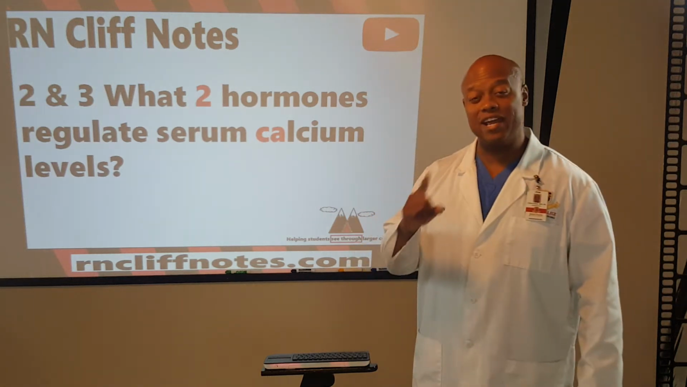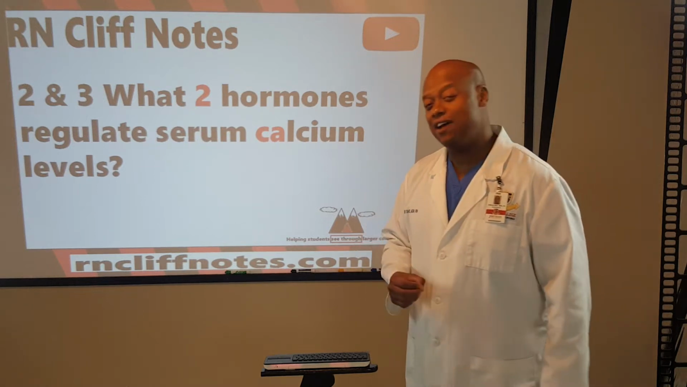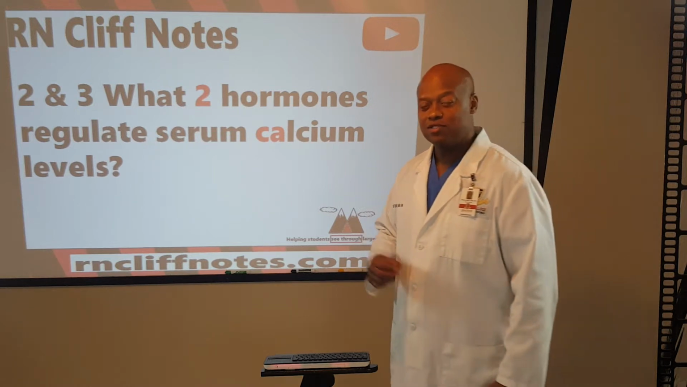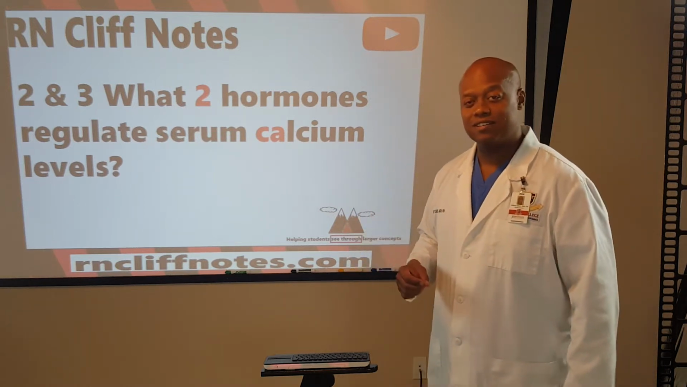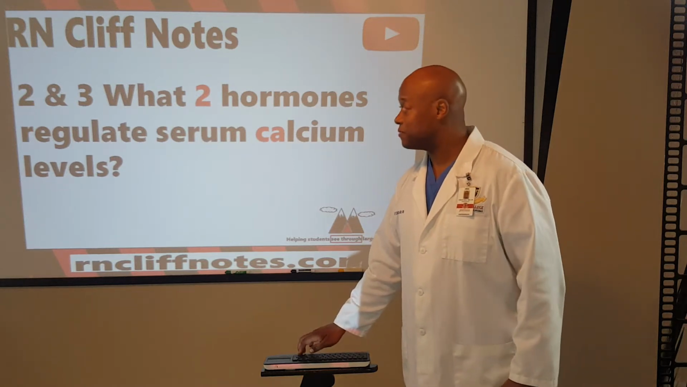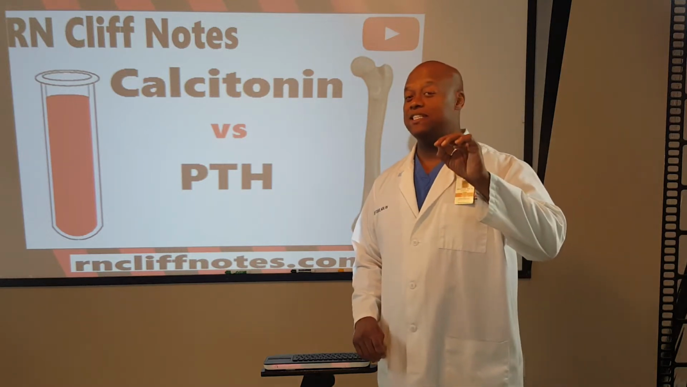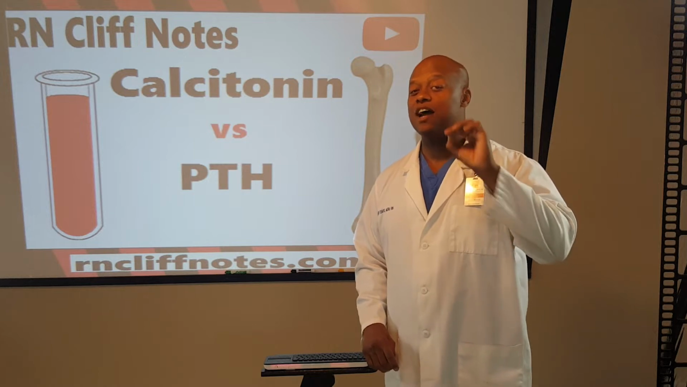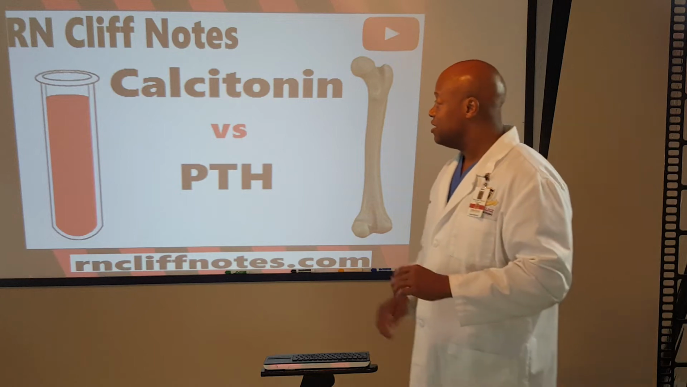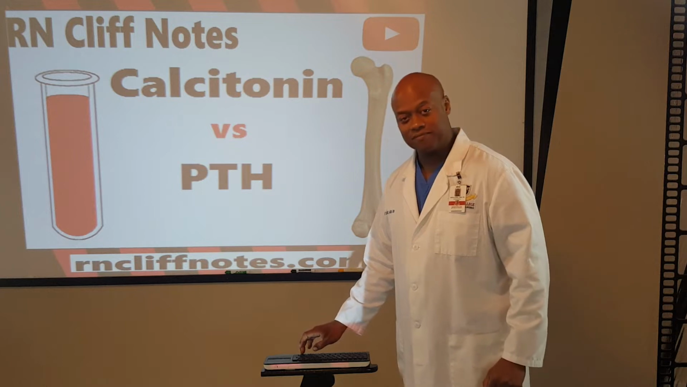Now, for numbers 2 and 3, we want you to identify what 2 hormones regulate calcium serum levels, right? What 2 hormones do that? So jot those down as 2 and 3. Okay, and you should come up with the following: calcitonin and PTH. Now, that PTH stands for parathyroid hormone, right? So we're going to use that abbreviation. So calcitonin versus PTH.